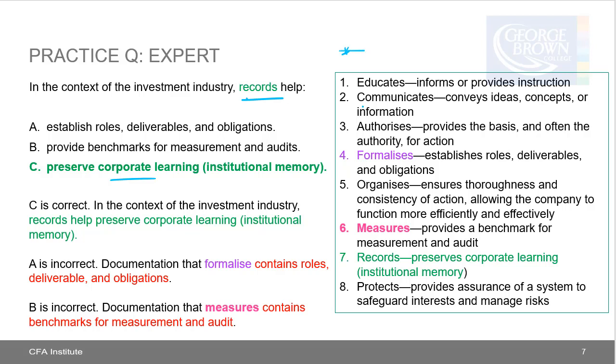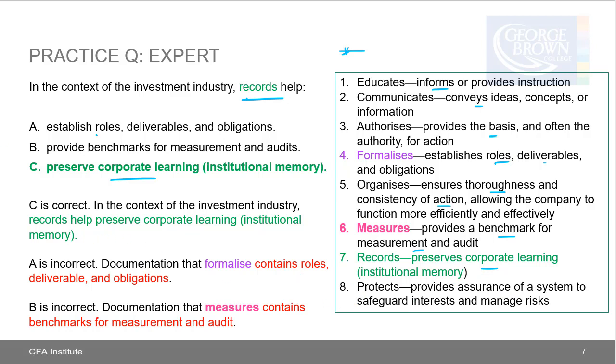As you can see, you pretty much have to memorize the list of 8 and some of the key words. So educates, informs or provides information; communicates, conveys ideas; authorizes, basis for authority. Just have to pick up a couple of the key words. Formalizes, roles, deliverables, obligations, 3 words. Organizes, thoroughness, consistency of action; measures, benchmark for measurement; records, preserves corporate learning; and protects, assurance of a system.